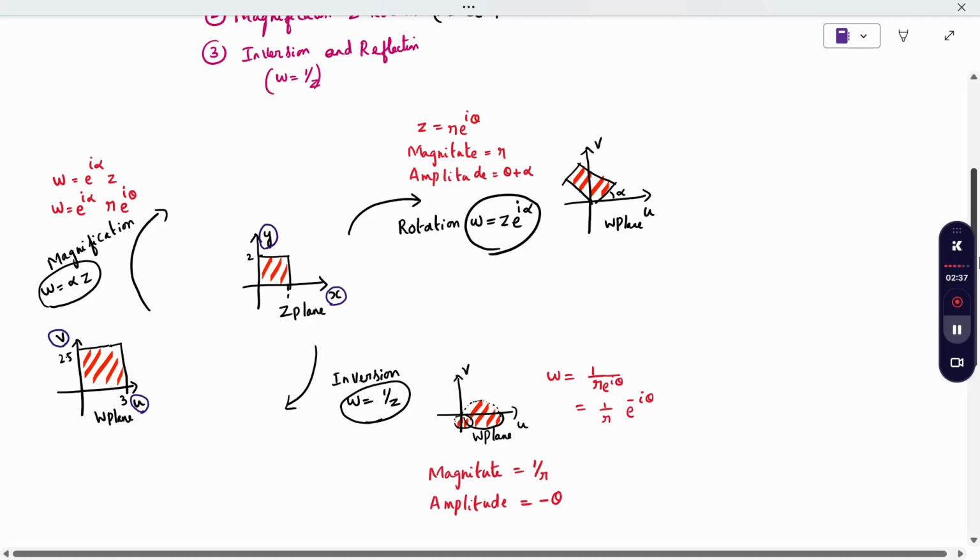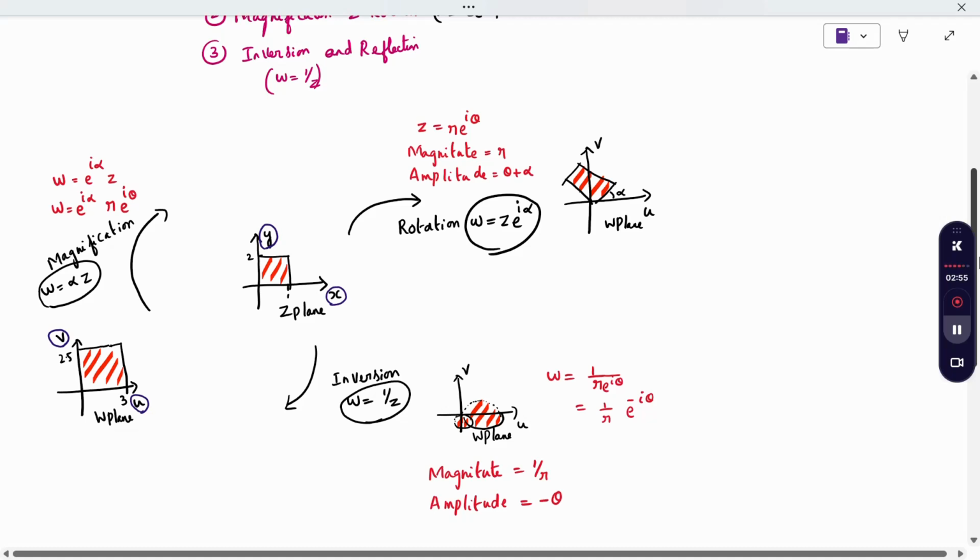According to the conclusion, whatever final solution you get, we can classify whether it is a magnification or a rotation. From the question itself, you can sometimes identify inversion. So like that you can identify. These are the general procedures for a W plane.